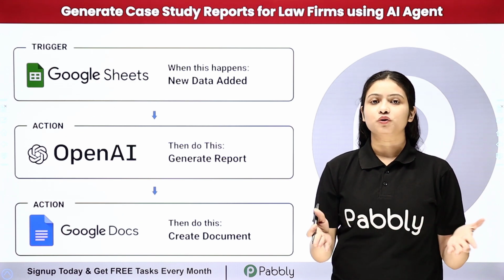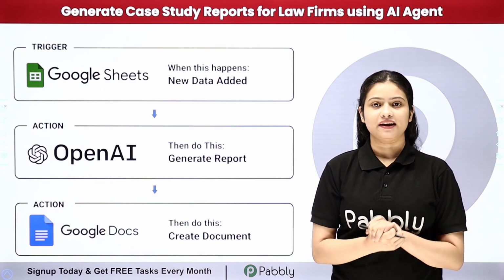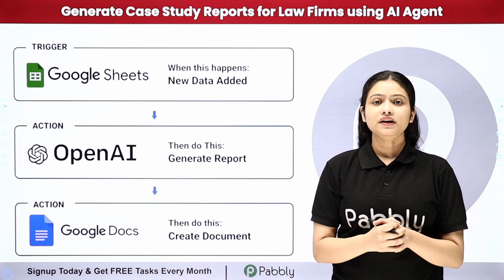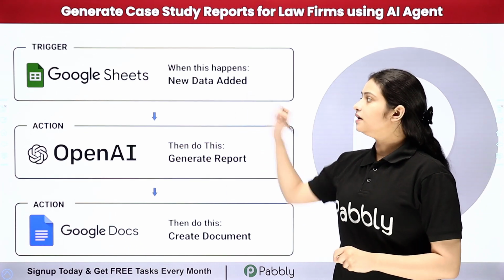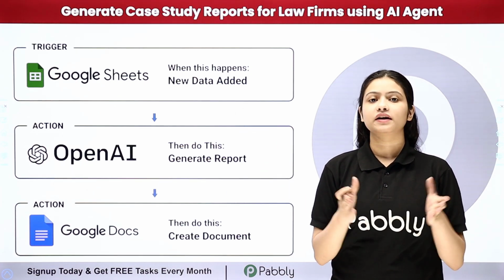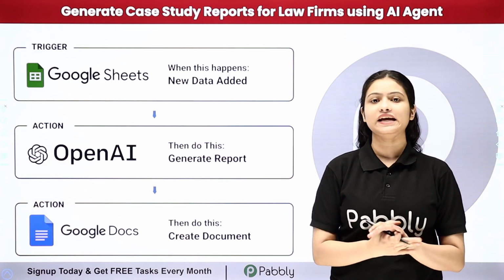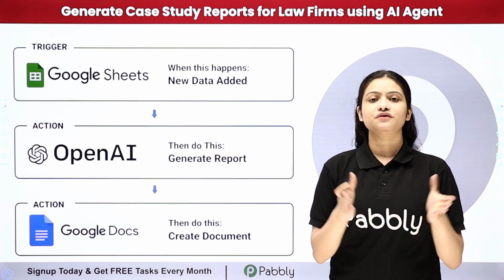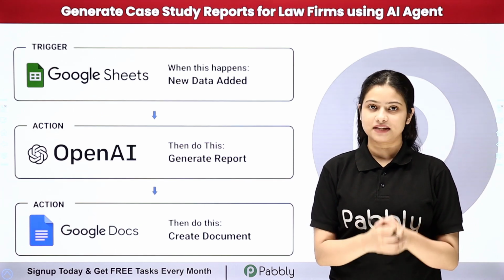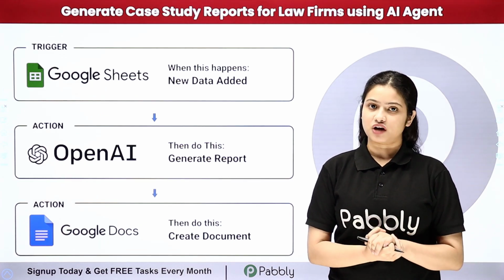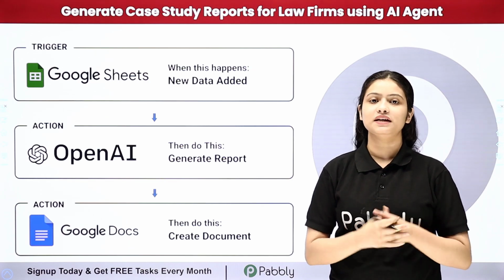So I have decided to automate it with the help of Pabbly Connect and my AI agent, that is OpenAI. So every time a new case of a client is added in my Google Sheets, automatically a case study is going to be generated in the form of a report that is going to be added automatically in my Google Docs. For your business, if you also want to learn this amazing automation step by step without any coding and programming skills, for that you have to come towards my screen.